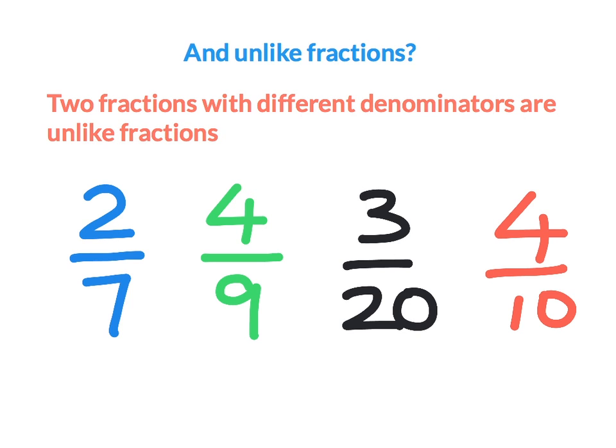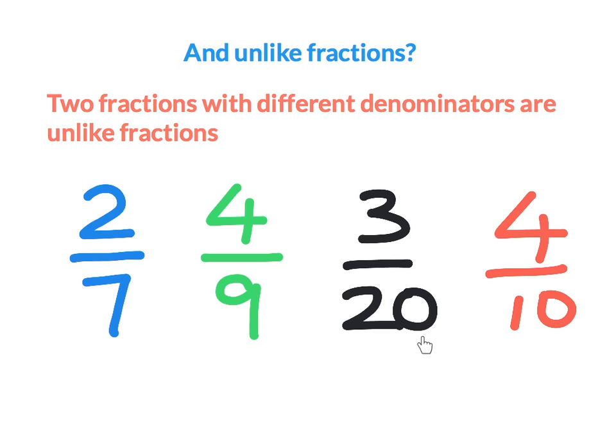What about unlike fractions? Unlike fractions are fractions with different denominators. They are unlike because they don't have the same denominators. In this example, we see 2/7 and the second fraction is 4/9. What we see here is that the denominator of the first fraction is 7 and the denominator of the second fraction is 9, so we can call these two fractions unlike fractions.